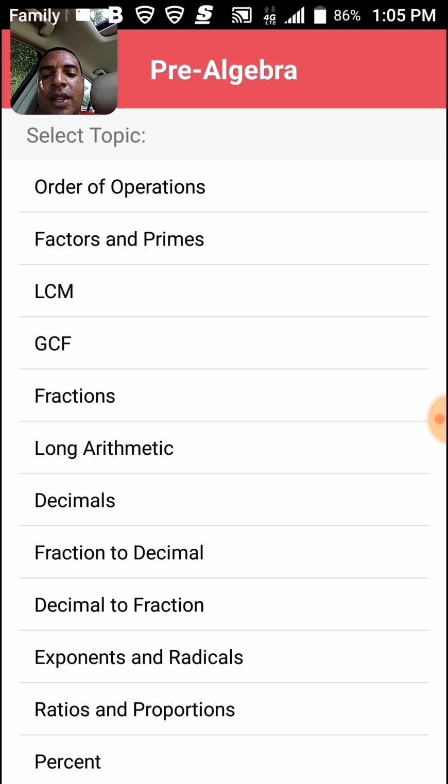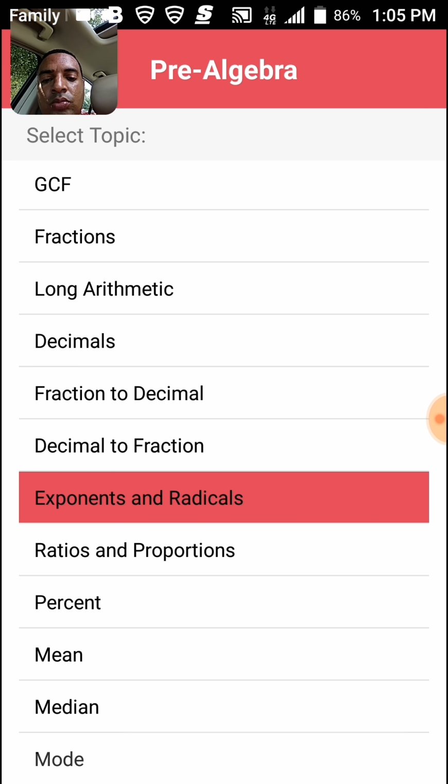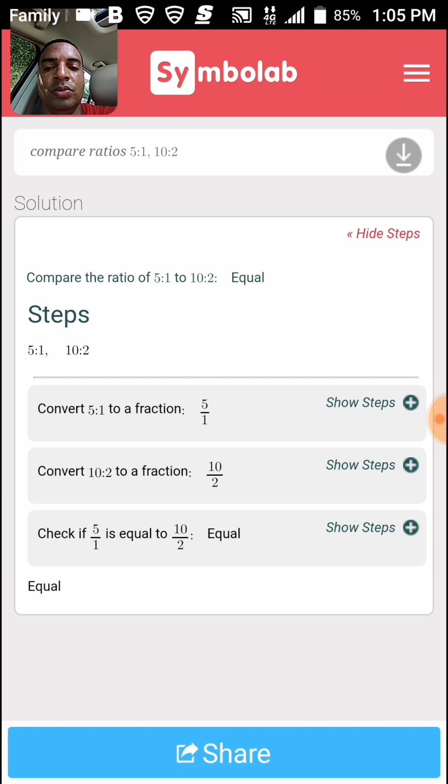Okay, so today let's work on ratios and proportions. We're going to compare some ratios. You know that ratios have a colon in between the numbers. We're going to compare the ratios in the example 5 to 1 and 10 to 2. Compare the ratios, and they're equal. How do we know that? Let's go through the steps.